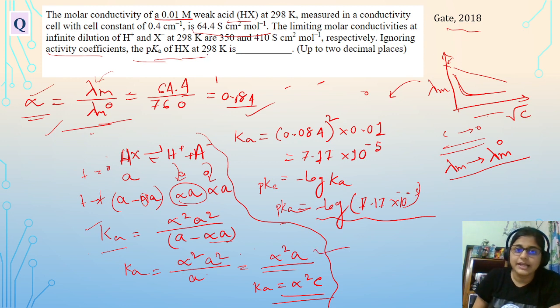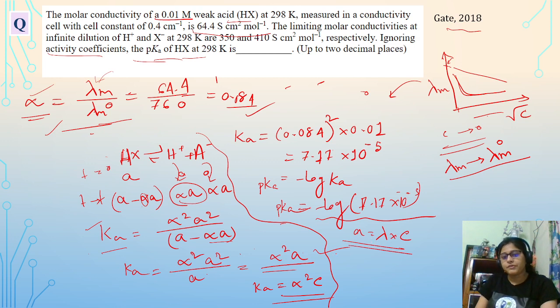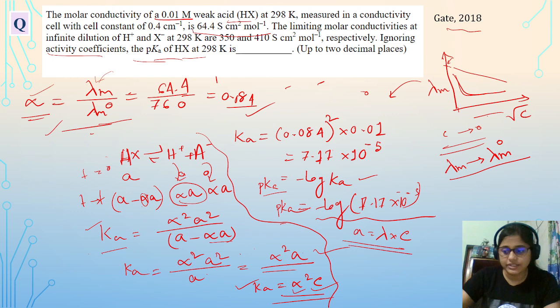Now they said that we have to neglect the activity coefficient, and activity is equal to activity coefficient into concentration. So in the place of activity, we can write the concentration. Now we know the alpha value and the C value. If we put those in, we can get the Ka value, and pK is nothing but minus log of K. So we can get the value of pK. Understood? This was a very lengthy question, so I hope you have understood this.